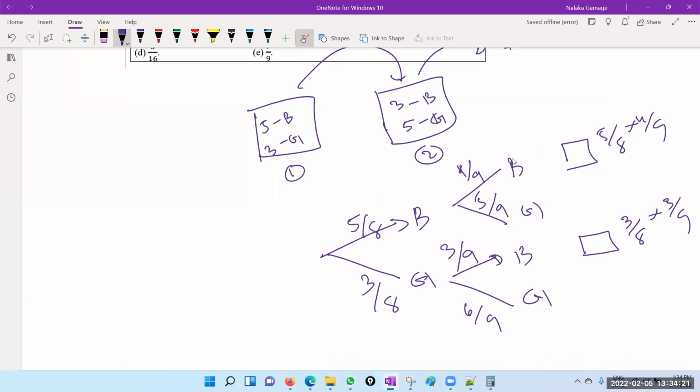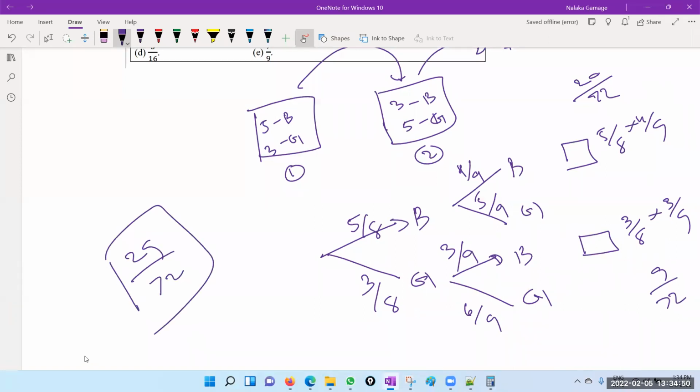The second one became black, but it became black when the first one was black, or when the first one was green. Black-black and green-black are mutually exclusive. Therefore, we can add. So that is 20 divided by 72, plus 9 divided by 72. That is altogether 29 divided by 72.